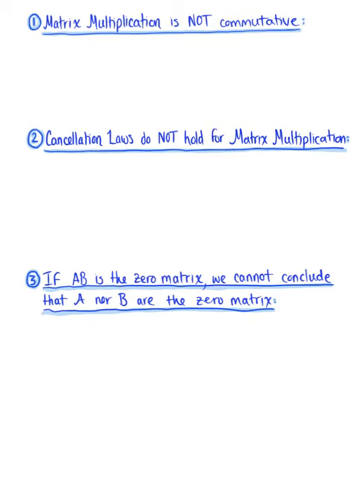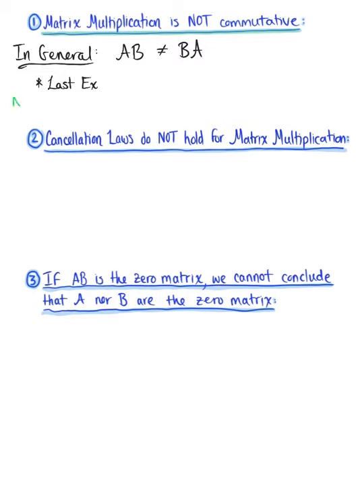Now, this first case we've already explored together, and this is that matrix multiplication is not commutative. So we can say that in general, matrix A multiplied by matrix B does not necessarily equal matrix B times matrix A. And we saw this with the last example. In the last multiplication example, we saw that matrix AB was not equivalent to matrix BA. So we want to be mindful of this as we proceed.